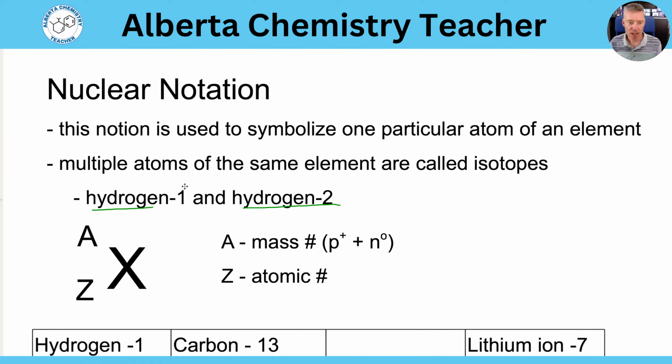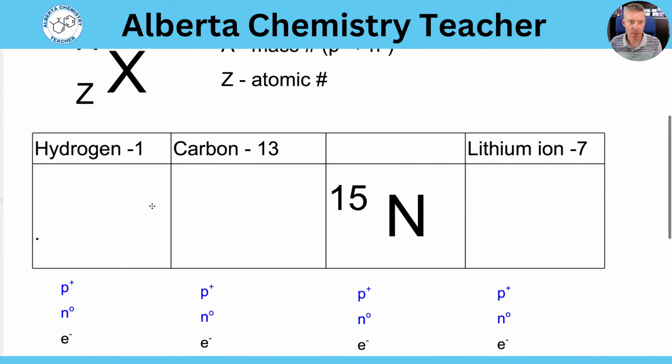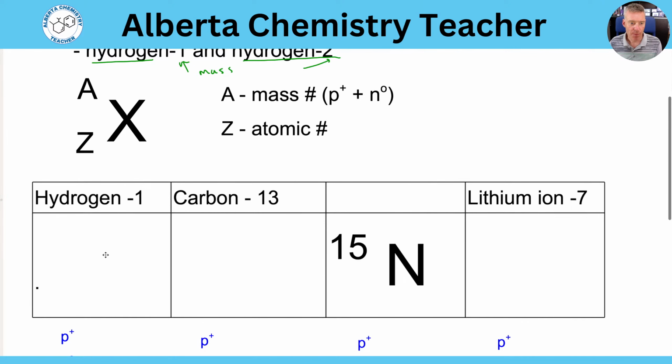So this hydrogen has a mass of 1, and the other hydrogen has a mass of 2. So the neutron count has to be different. There's more neutrons here than there is there. So to write these, and we'll do the hydrogen 1 down below. So we have to start with the symbol. So that is H. You would look that up in your periodic table. The mass is 1, and the mass number A is the superscript in front.